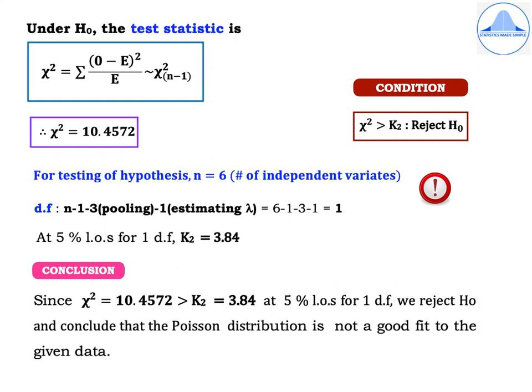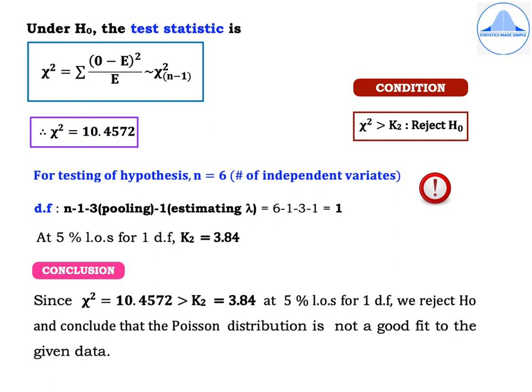Under H naught, the test statistic is chi-square equal to summation O minus E whole square by E, which follows chi-square with n minus 1 degrees of freedom. From the table, after the calculations, we have got chi-square as 10.4572. The condition for chi-square test for goodness of fit is to check whether chi-square is greater than K2. If this condition is satisfied, then you reject H naught, otherwise you accept H naught. So now for testing of hypothesis for the degrees of freedom, we need the value of n. So for this problem, n is equal to 6, which stands for the number of independent variates.